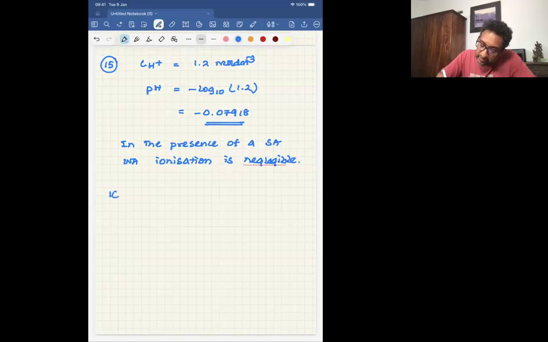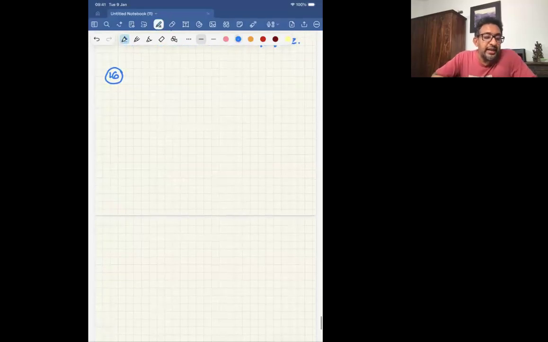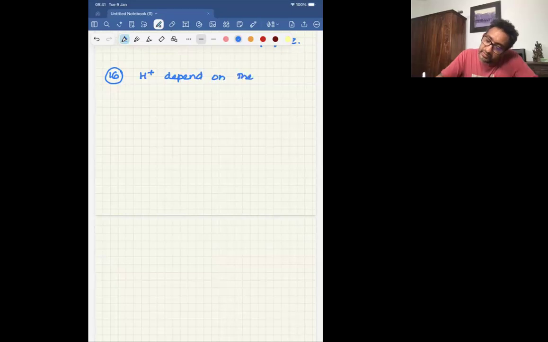Question number 16. A solution contains 0.02 concentrated nitric acid and 0.01 concentrated ethanoic acid. Calculate the dissociated amount of acetic acid and the pH of the solution. Now, pH of the solution mainly depends on the strong acid. H plus ions depend on the strong acid. So weak acid ionization is negligible. So what is the pH?